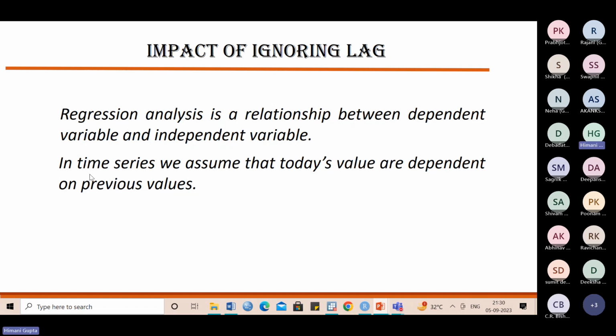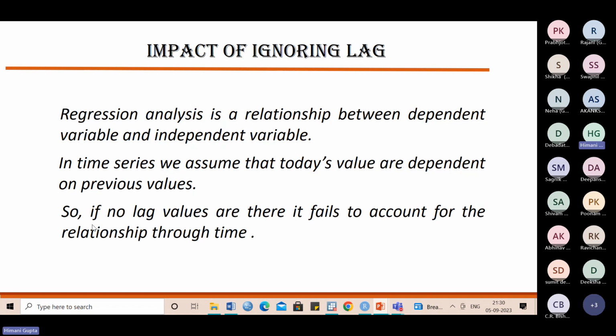So what we are doing is saying that in time series, we assume that today's value depends on the previous values. These previous values can be of the dependent variable, or of some other independent variables, or of some values which are unobservable and sitting in an error term. That's why we say that a time series depends on today's value and the previous values.